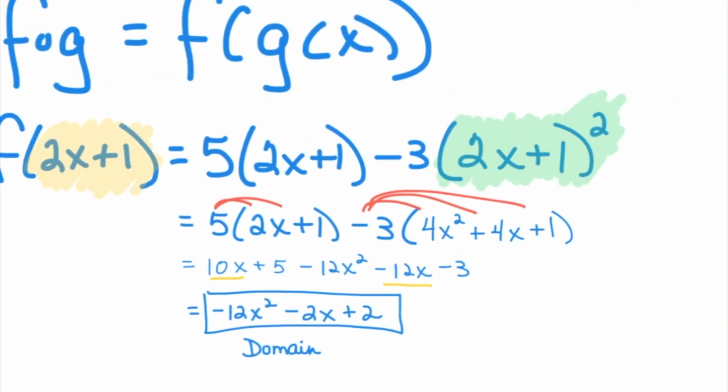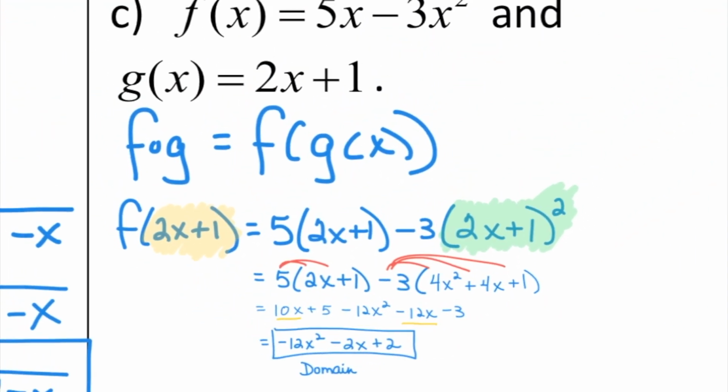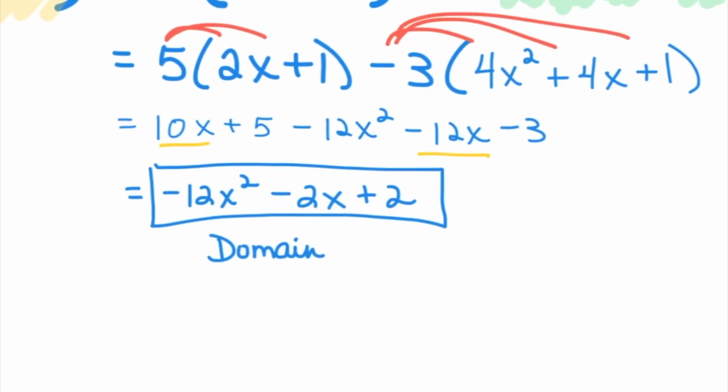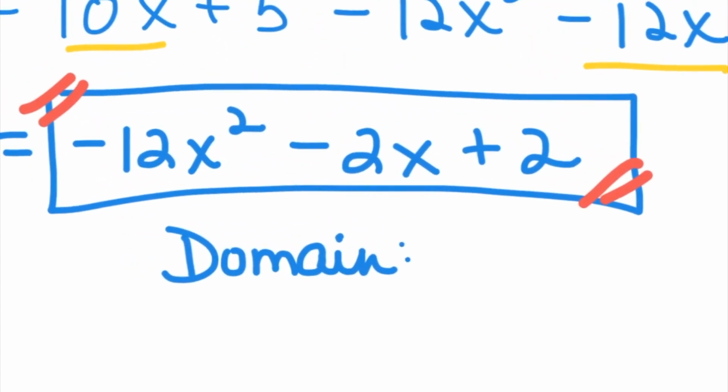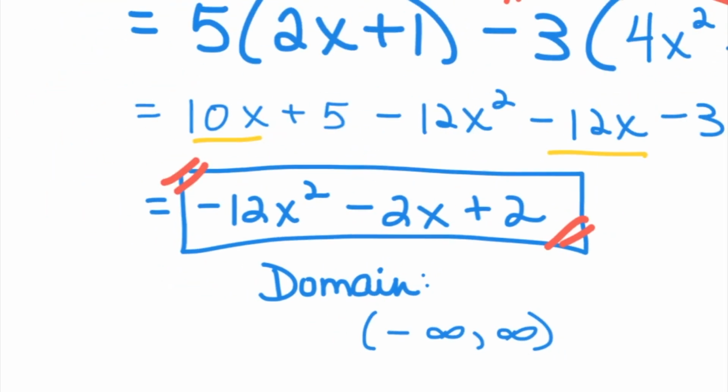And for the domain, if you look, there's no denominator, radical, or logarithm in f of x or g of x. And there's no denominator, radical, or logarithm in my final answer, and therefore my domain here is still going to be all real numbers because there's no restrictions on the domain.